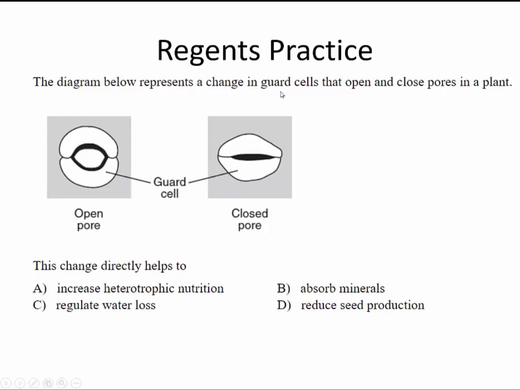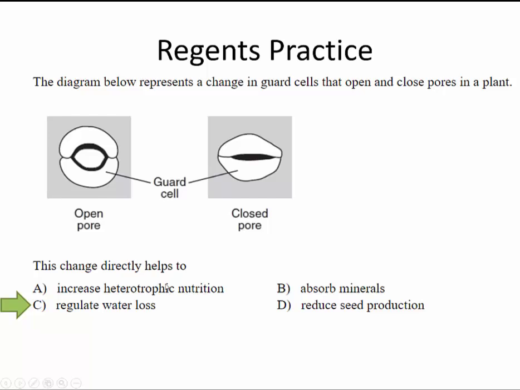The diagram below represents a change in guard cells that open and close pores in a plant. So this change directly helps to what? Hit pause, and when you're ready, hit play. So the answer here is regulate water loss. Heterotrophic nutrition just literally means like eating.